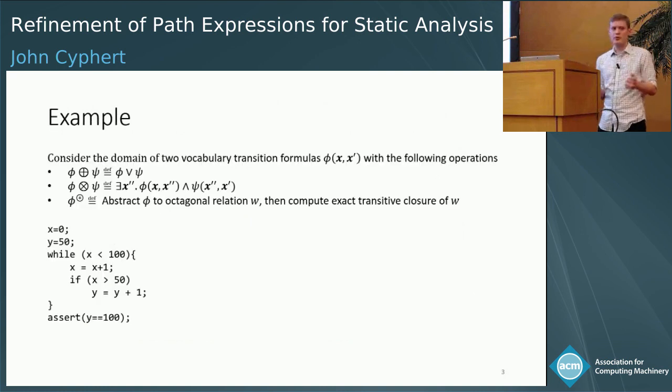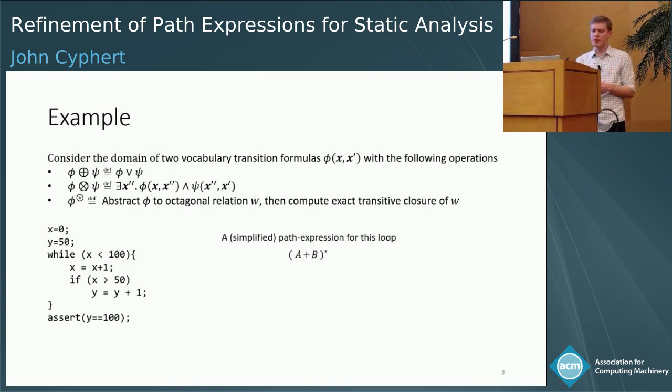So we'll go through a bit of an example here. The example algebra we're going to consider is two vocabulary transition formulas with the following operations. For the choice operator, we're going to use just logical disjunction. For the extend operator, we'll have this sort of relational composition where we project out the middle variables. And then the interesting one is when we reach a star: we're going to abstract the formula we have for the loop body to some sort of approximating octagon, and then compute the transitive closure of that octagon.